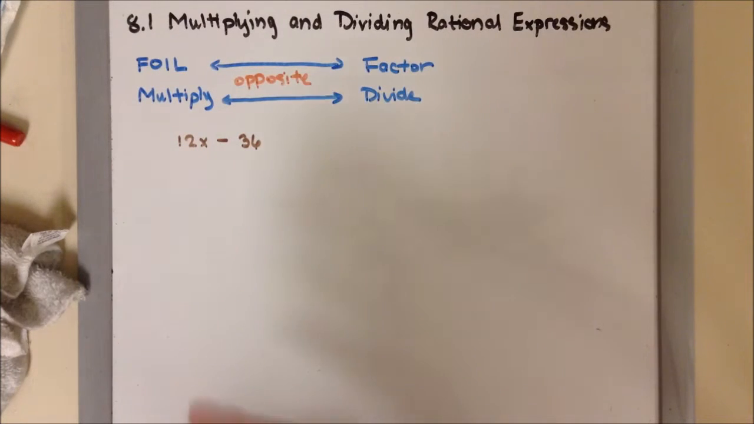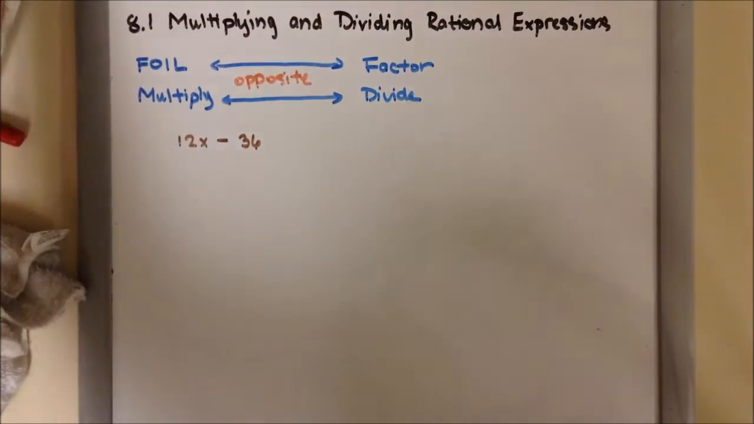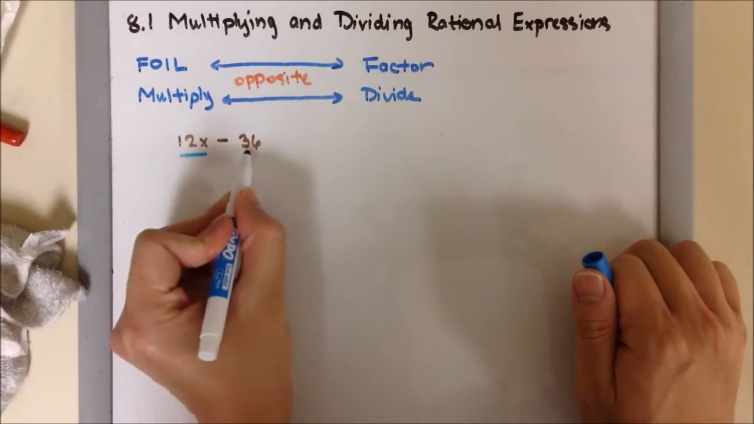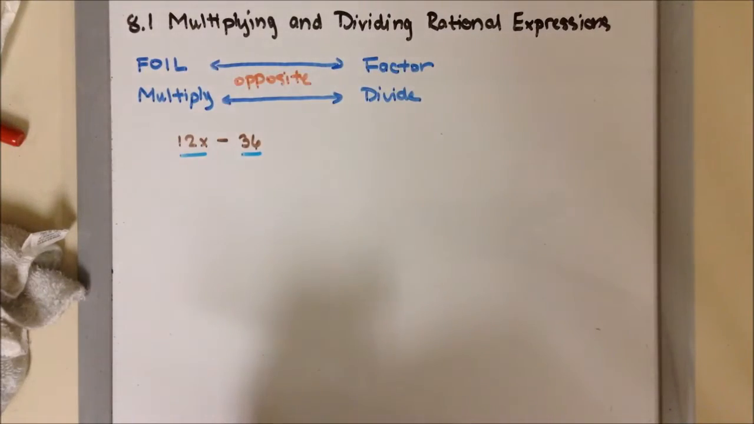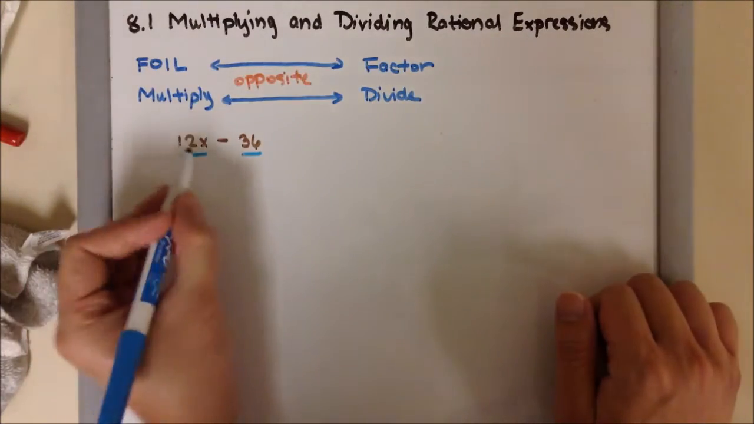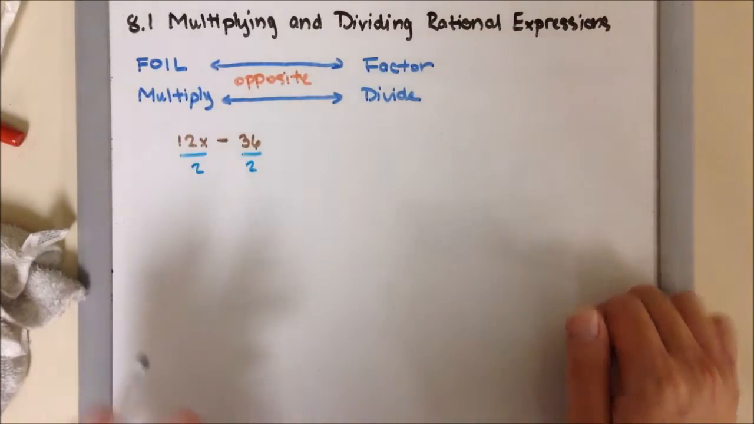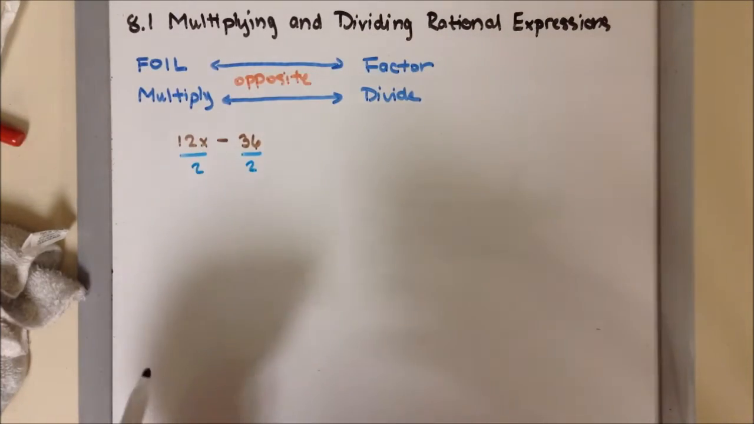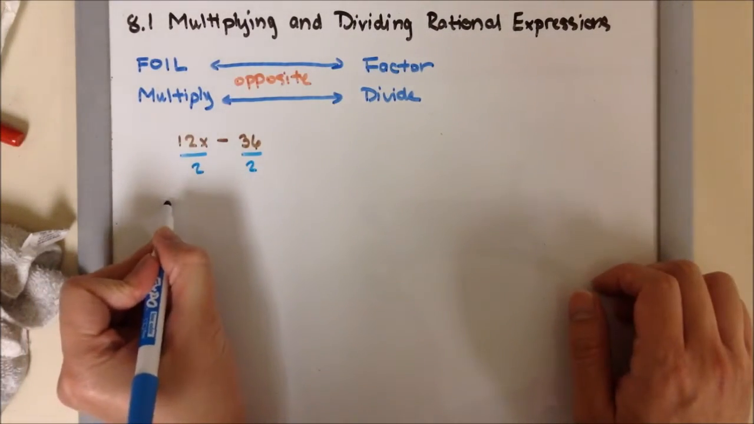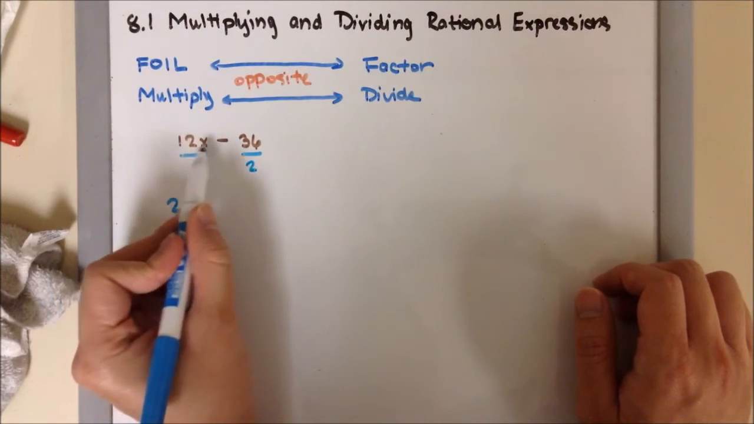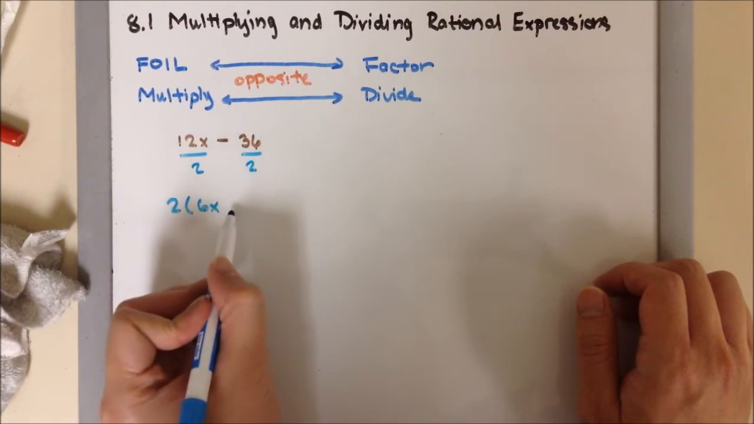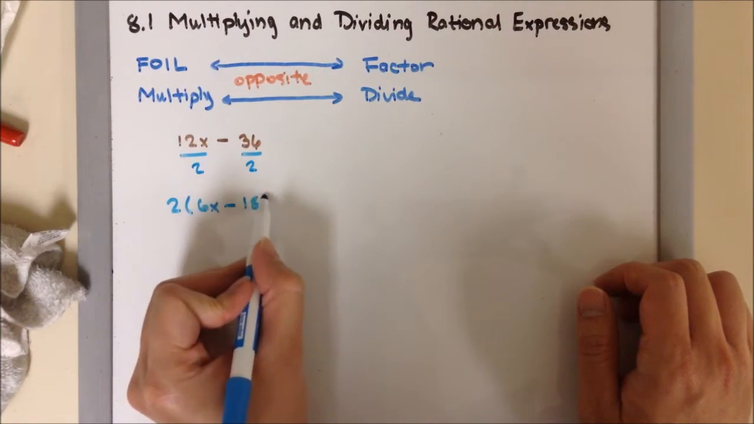Now, most would think about the common factor between these two terms. So let me underline these two terms. Now, some would probably say that 2 would be involved because they're both even numbers. So if we divide both terms by the common factor, which is the 2, then our common factor will be outside the parenthesis. And then we do 12x divided by 2, which is 6x. And then we do negative 36 divided by 2, which is minus 18.